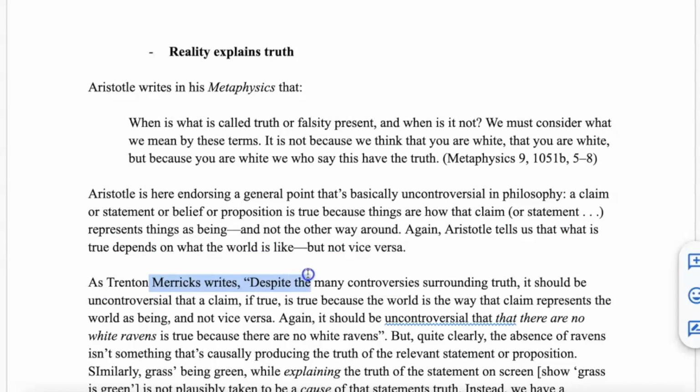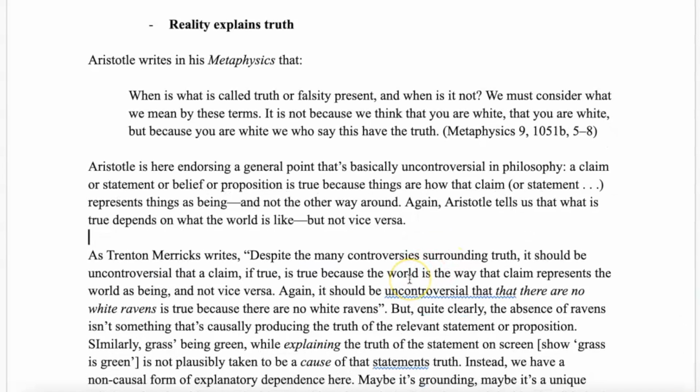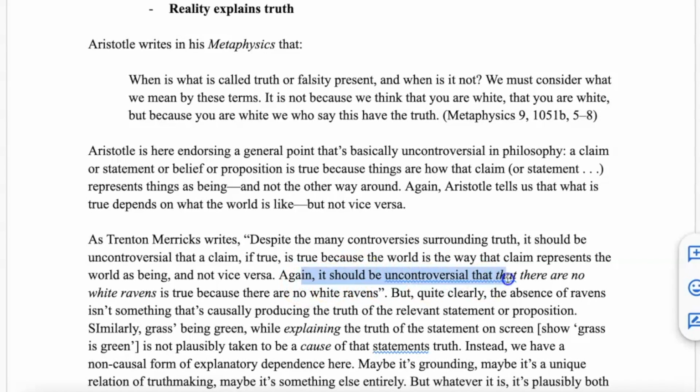As Trenton Merricks writes, despite the many controversies surrounding truth, it should be uncontroversial that a claim, if true, is true because the world is the way that the claim represents the world as being, and not vice versa. Again, it should be uncontroversial that "there are no white ravens" is true because there are no white ravens. But clearly, the absence of white ravens isn't causally producing the truth of the relevant statement or proposition. So notice, we have here a case of explanation without causation.